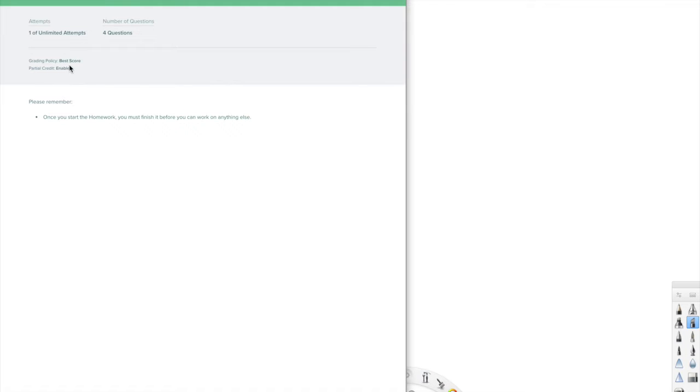Grading policy is always best score, so whichever attempt is the best one is one you get to keep. Partial credit is enabled, so if you answer one of 4 questions correctly, you get credit for 1 question, or however many you answered correctly.